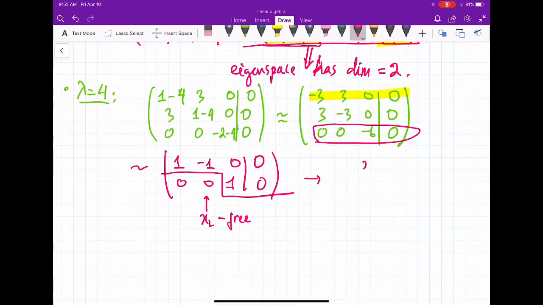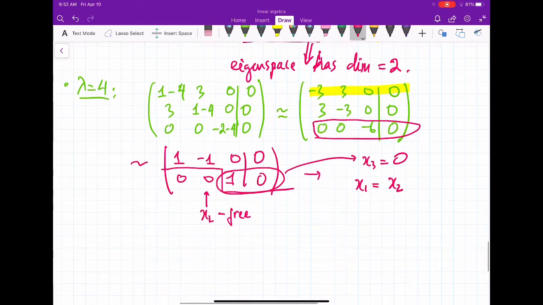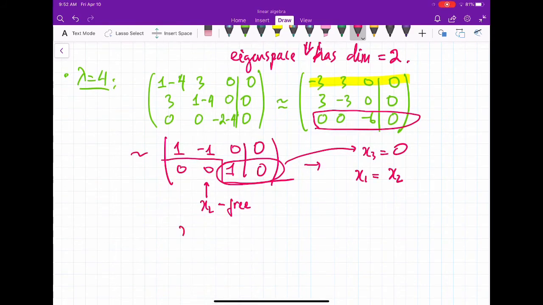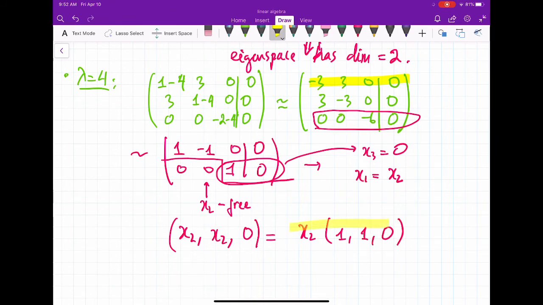From here I get x3 equal to 0, right? Because of this. From the first equation I have x1 equal to x2. So the general solution looks like this: x2, x2, and 0. Or x2 times (1, 1, 0). This is the eigenspace corresponding to lambda equal to 4. And this eigenspace has dimension equal to 1.